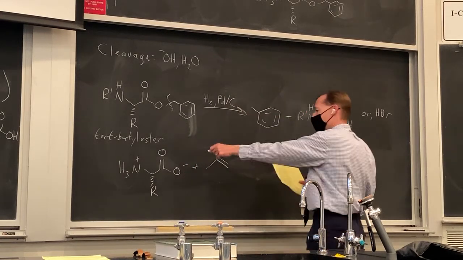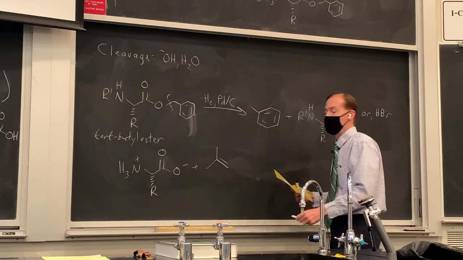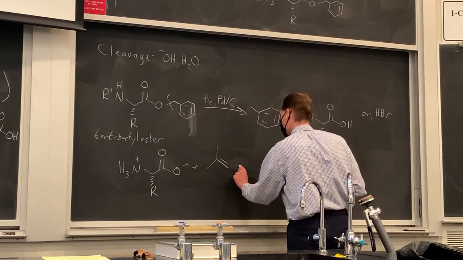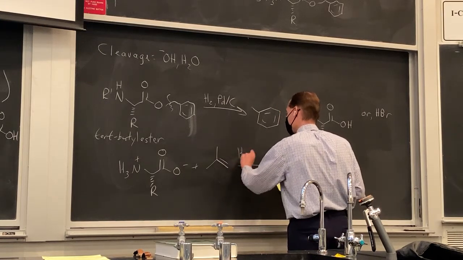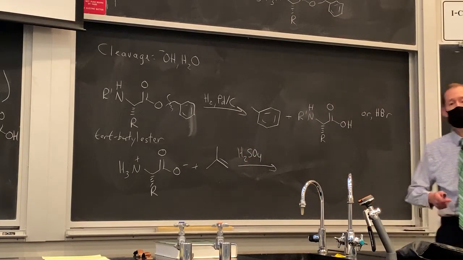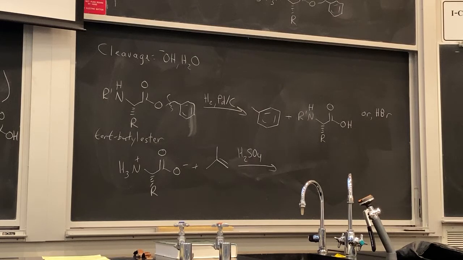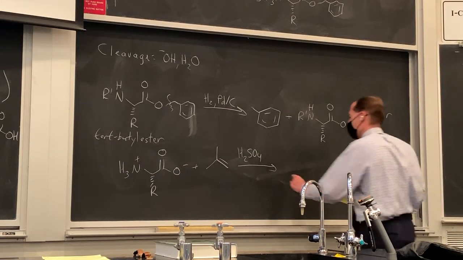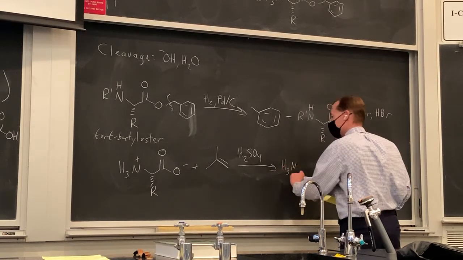We react our carboxylic acid with an alkene. This is 2-methylpropene. And we use sulfuric acid in the reaction. So the sulfuric acid is going to protonate the alkene. If it protonates the alkene, it's going to give us a tert-butyl cation. That tert-butyl cation is attacked by the oxygen, and that's how we generate our tert-butyl ester.